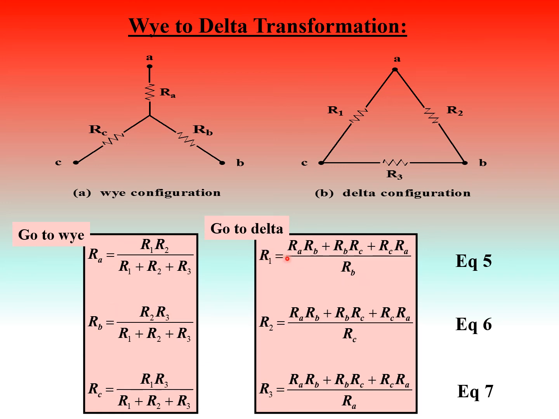Similarly for this set, all the numerators are the same, only the denominator is changing. If it is 1 here, R1, you get RB here. If it is 2, you get RC. If it is 3, you get RA. So that way you can remember: for the Y transformation, the denominator is the same; for the delta transformation, the numerator is the same. You only have to remember the top one. In that way you have to learn star to Y, star to delta, or Y to delta transformation.